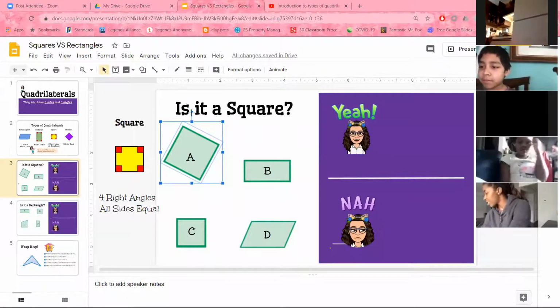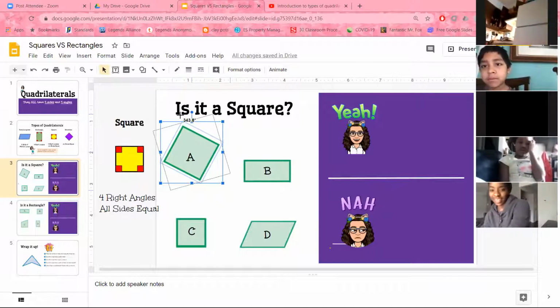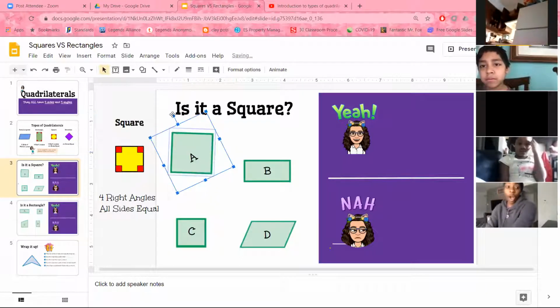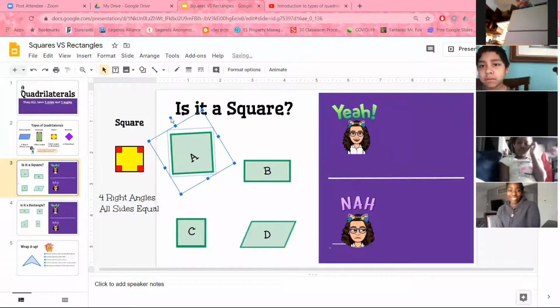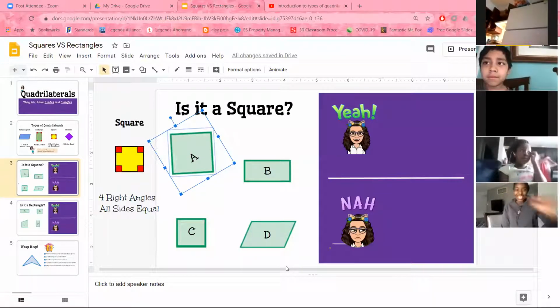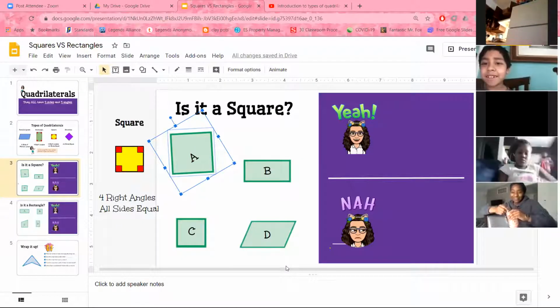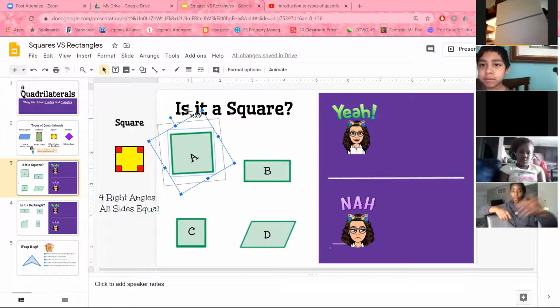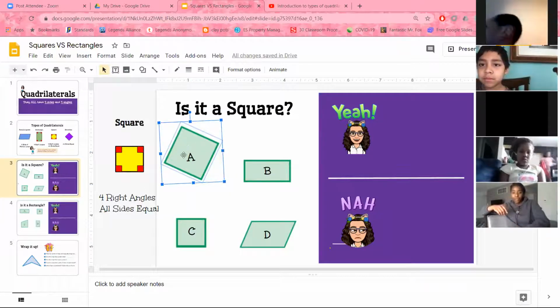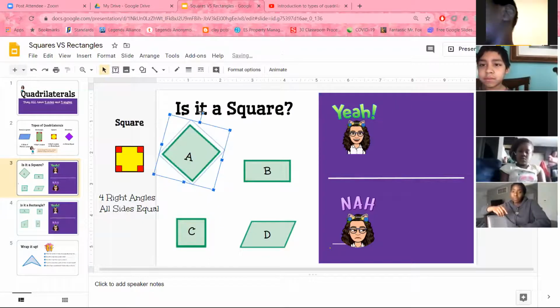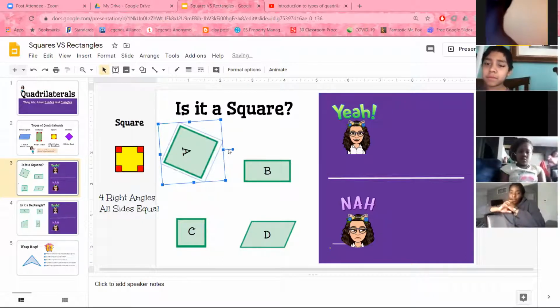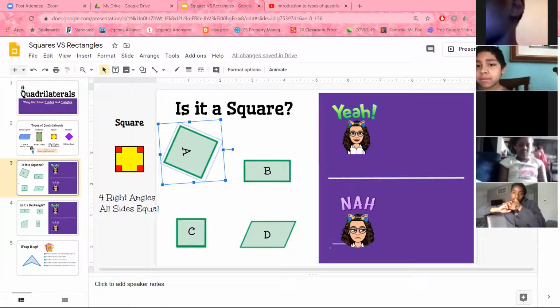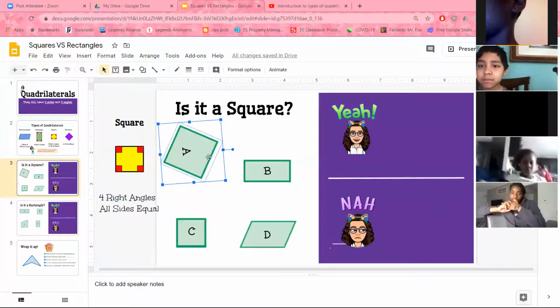Okay, so A is actually a tricky one. Let me show you some magic here. What do you think now, Felix? Now I think it's a square. It definitely is a square. So this one, I tricked you guys a little bit. I wanted to see what you guys thought. I just turned it a little bit to see if you guys would think it's a square or not. Because even if I turned it like this way or like this way, it would still be a square because it still has 4 right angles and all sides are equal.